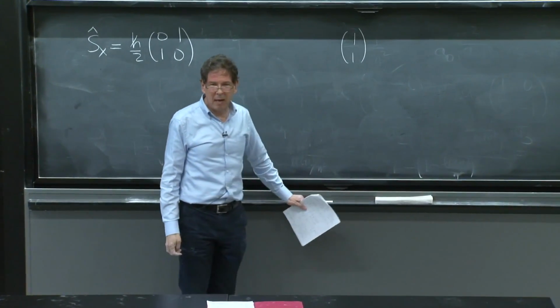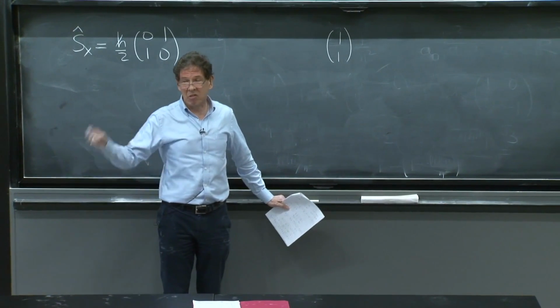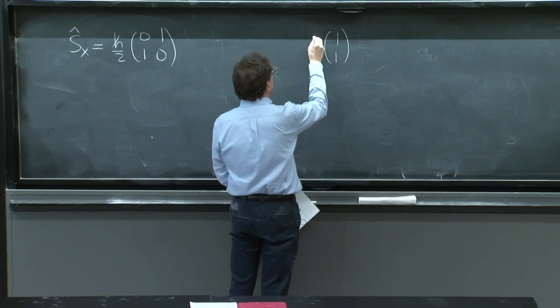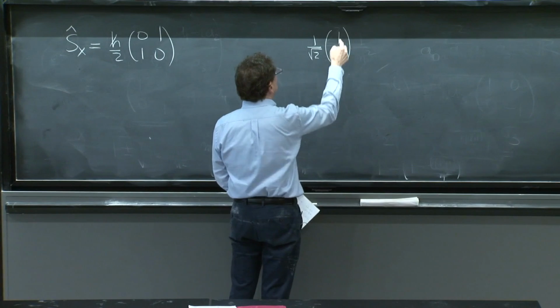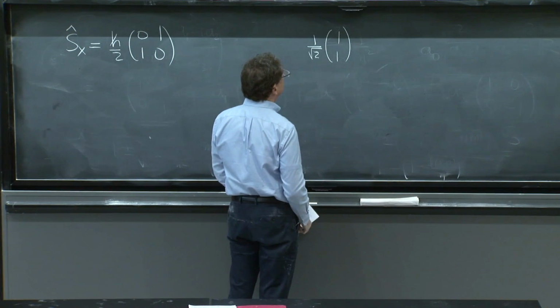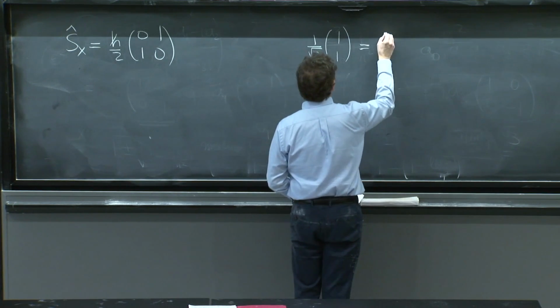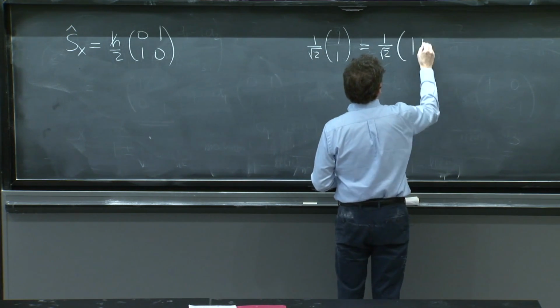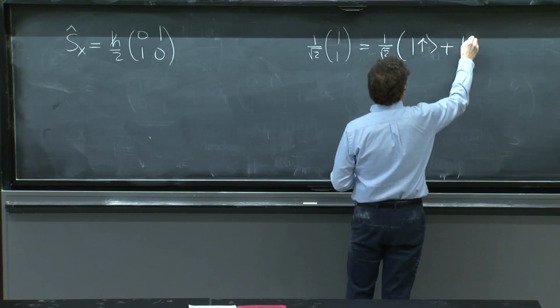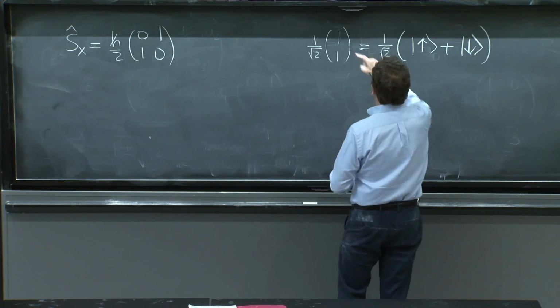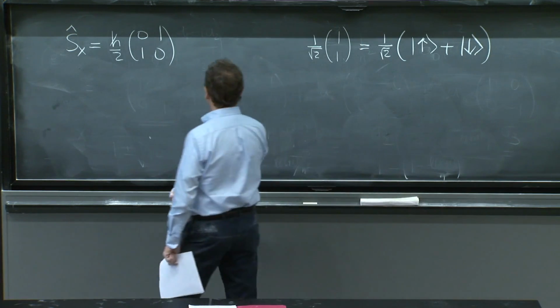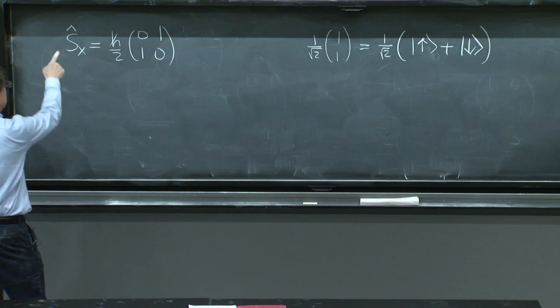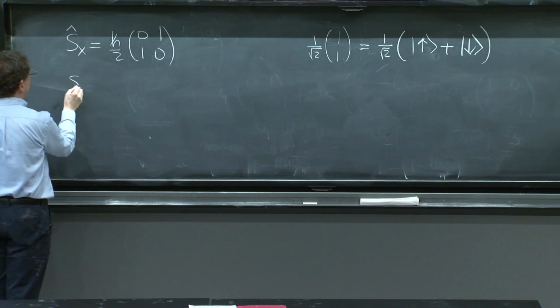Maybe the up and the down is a vector that points nowhere. Who knows? Whatever. If I want to normalize it, I have to put a 1 over square root of 2. And now I know it's 1 over square root of 2 up plus down. That's what this vector is. But let's see what Sx does on it.